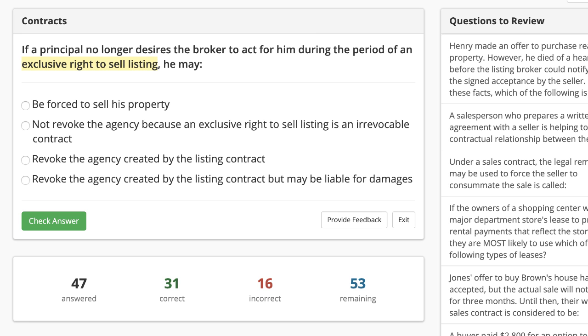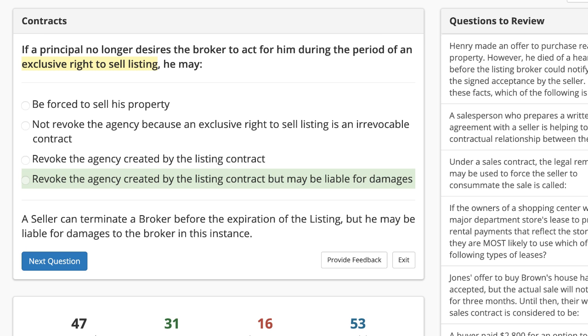Sorry for that tangent. Let me get back to the board, but that was a subordination clause, again, for anybody who was confused about what I was talking about, because that was not the question on the board. If a principal no longer desires the broker to act for him during the period of an exclusive right to sell listing, he may D, revoke the agency created by the listing contract, but may be liable for damages.